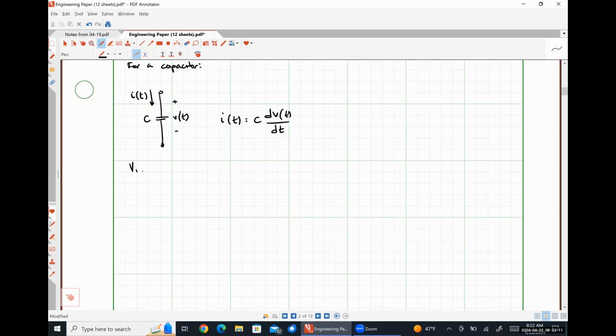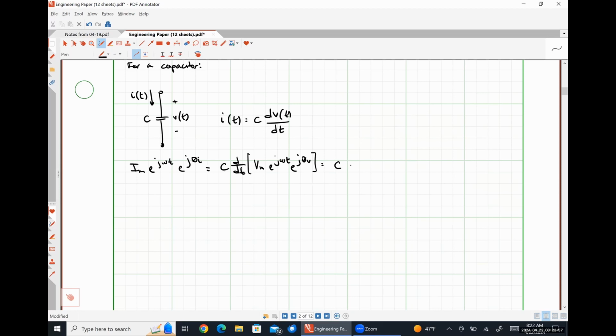And thus, Im e to the j omega t e to the j theta I, just skipping ahead here, is going to be C times the derivative with respect to time of Vm e to the j omega t e to the j theta V. Damn it, this should have been a theta I. Apparently I should have slept a little bit longer.